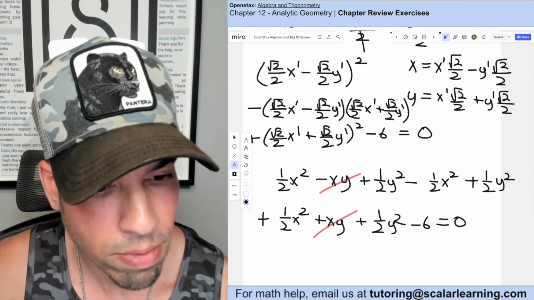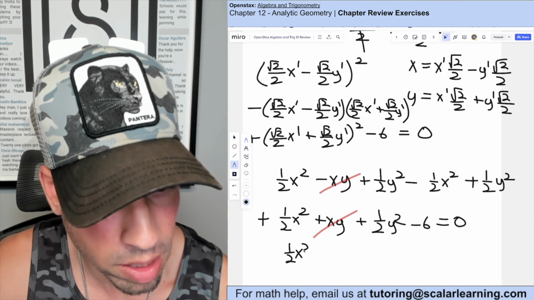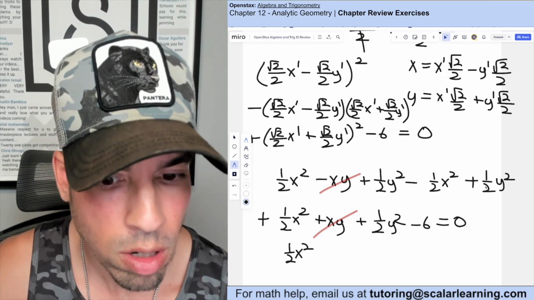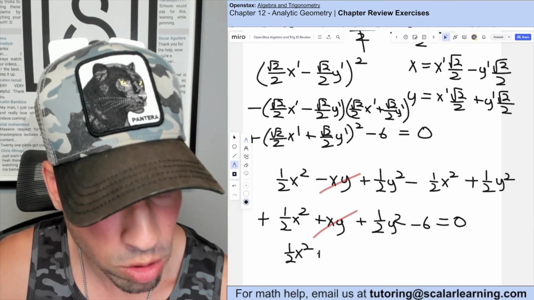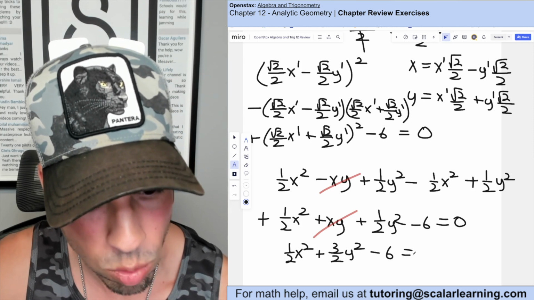Then I've got 1/2 x squared minus 1/2 x squared plus 1/2 x squared. That's a single 1/2 x squared. Then I got 1/2 y squared plus 1/2 y squared plus 1/2 y squared, which is 3/2 y squared, and then minus 6 equals 0.